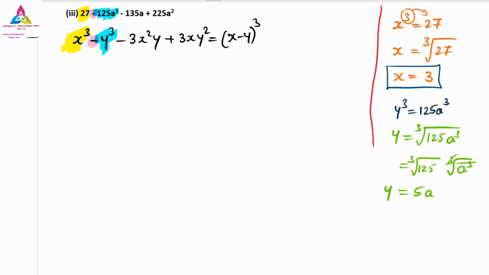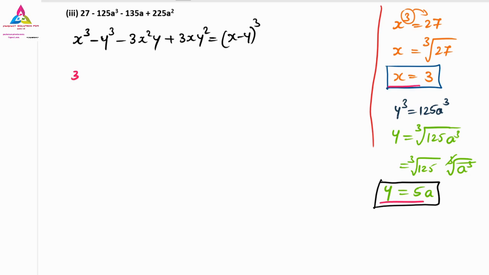So we found the y value as 5a, and the x value as 3. That is what you most importantly have to remember. I think you don't have any doubt regarding this. Those who have a doubt can write it in the comment section so that I can clarify it. So in place of x I have to write down 3, and in place of y I have to write down 5a.